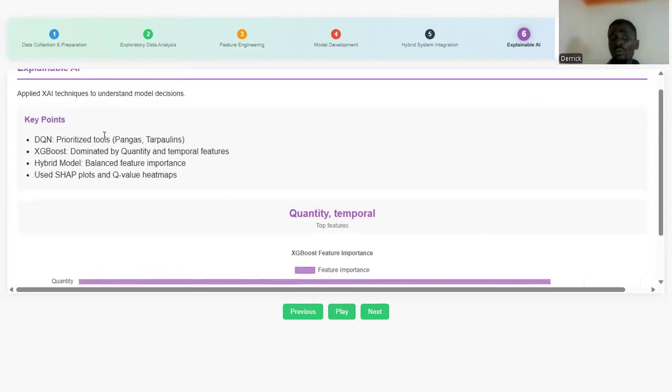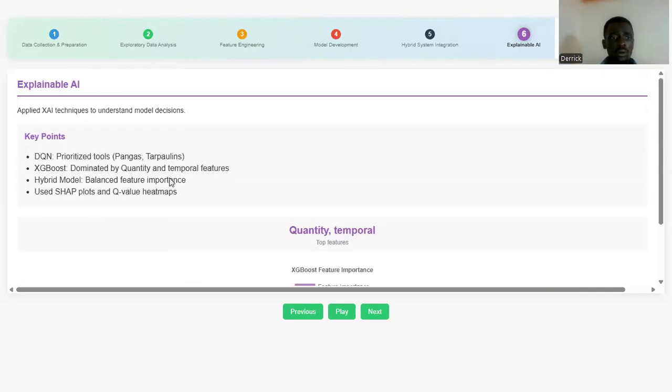So the key points: the DQN prioritized tools, and the XGBoost was dominated by quantity and temporal features, which were feature engineered. And then the hybrid had a balanced feature importance from all the models. So that's why we had to combine, such that we can come up with one conclusion or prediction which would suit our current trend in Uganda. Then we used the SHAP Shapley value heat maps and other methods, which were LIME and the PDPs, to come up with our conclusions.